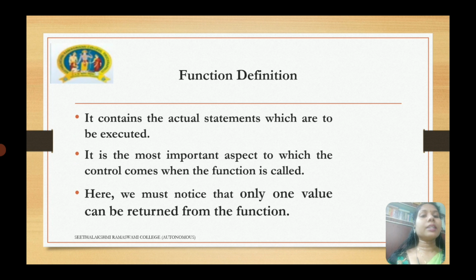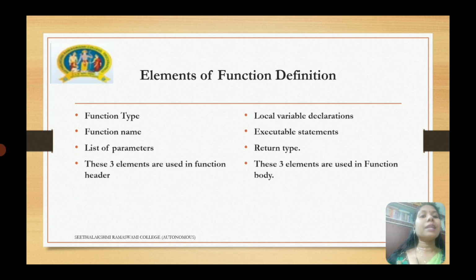Function definition. It contains the actual statements which are to be executed. It is the most important aspect, to which the control comes when the function is called. Here we must notice that only one value can be returned from the function. Elements of function definition: function type, function name, list of parameters. These three elements are used in the function header. Local variable declarations, executable statements, return statement: these three elements are used in the function body.